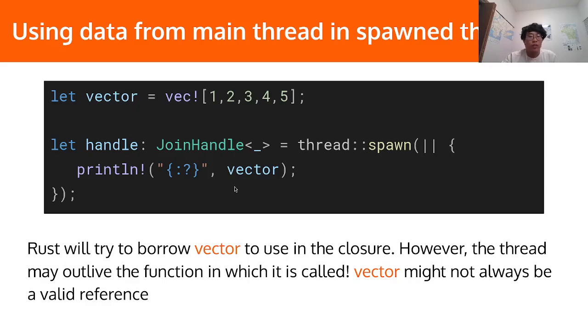If we recall our ownership and borrowing rules, when this thread runs, it actually has to borrow this vector, right? So Rust will try to borrow the vector to use inside the closure, which is inside this function. However, the problem with this approach of Rust trying to borrow it is that this thread, once we create it, might outlive the parent, or it might outlive the function in which it is called. So the takeaway is that the vector might not always be a valid reference, right? At some point the vector might no longer be valid, but this thread is still trying to read the vector.